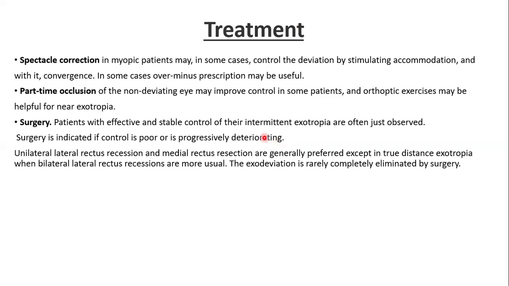Are there any questions? Sir, in accommodative esotropia, I can ask the question here. In fully accommodative refractive esotropia, the glass correction may correct the condition. But in partially accommodative esotropia, we give glass correction, we repeat the cycloplegic refraction, and if it has not been corrected, we can go for surgery, sir?